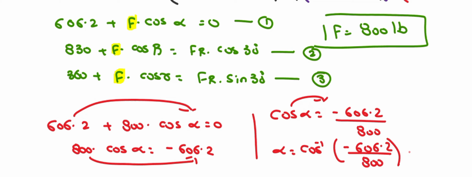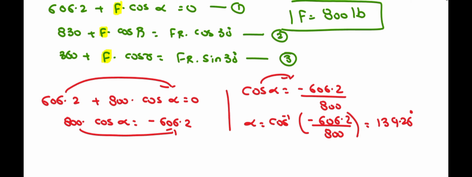So grab the calculator, put the values into it, and solve for the value of alpha. The value of alpha is nothing but 139.26 degree. If you see equation number 1, there is only one unknown, so I just plug the value of F here and solve for alpha. But equation number 2 and equation number 3 have two unknowns each. So we cannot just plug the value of F and find the value of beta or the value of Fr.